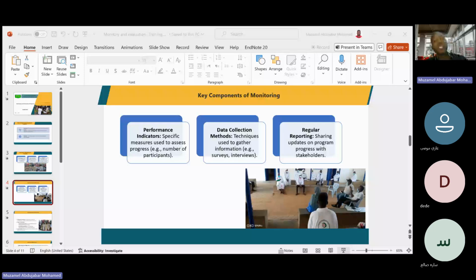Second, develop indicators. Develop the indicators, as I mentioned before on one slide. That means it is a measure about your project. You have to develop the indicators.